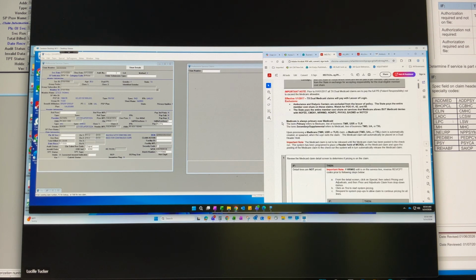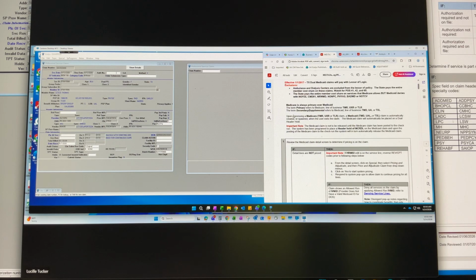Medicare is always primary over Medicaid. Your primary, sometimes called the basic, refers to your Medicare. Your secondary or supplemental lines are your Medicaid. Upon processing of the Medicare claim, the Medicaid is automatically spawned, and the Medicaid will automatically be placed on a dual code. This is an important note.